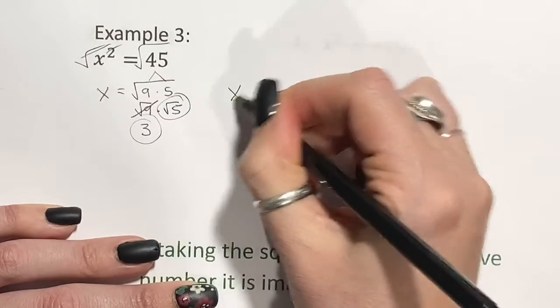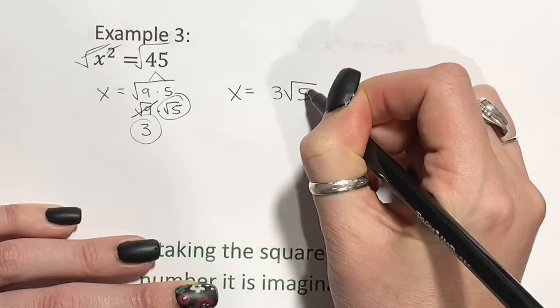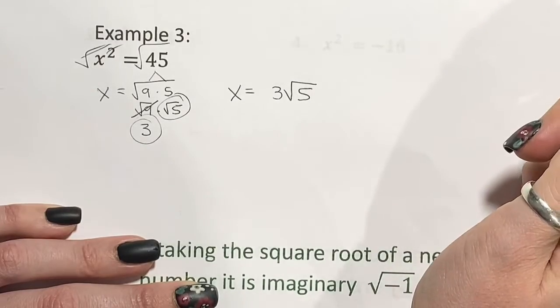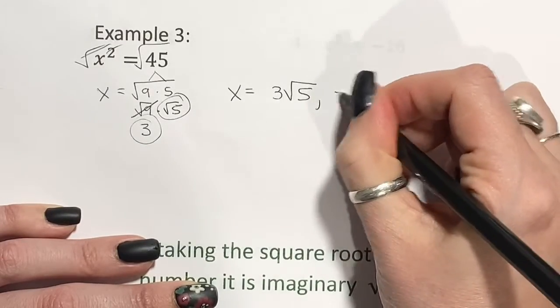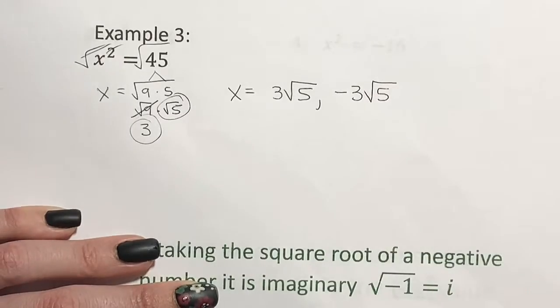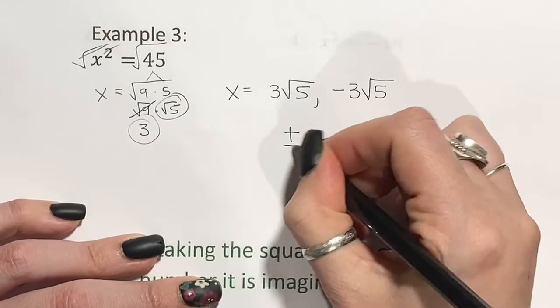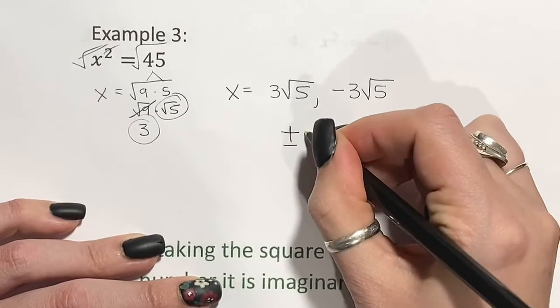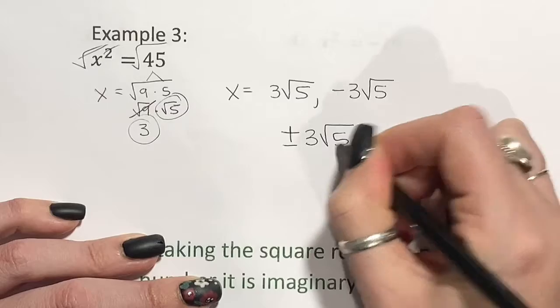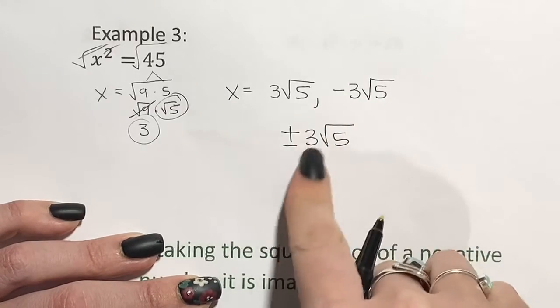So our answer here would be 3 square root of 5. But remember, I'm missing the negative version, -3 times the square root of 5. So you can write it separate like that. Some people do this little plus or minus symbol. That works too, where you would do plus or minus 3 times the square root of 5. Same thing, we're just kind of smushing it together.